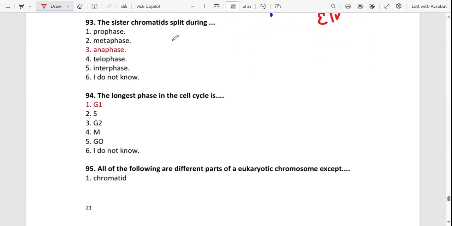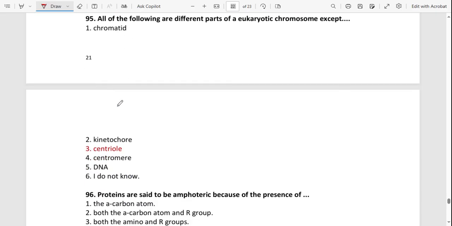Sister chromatids split during, the chromatids, these guys, we call these sisters. So during anaphase, they are going to be pulled away from each other. So that's anaphase. Longest phase of the cell cycle, already said that one is G1, which is part of interphase.